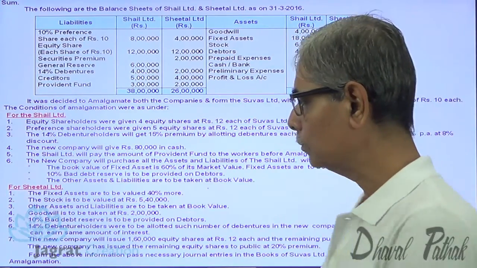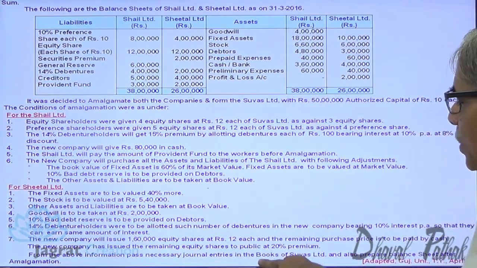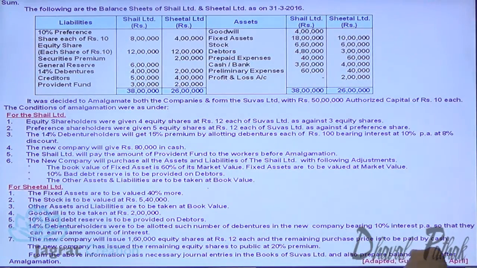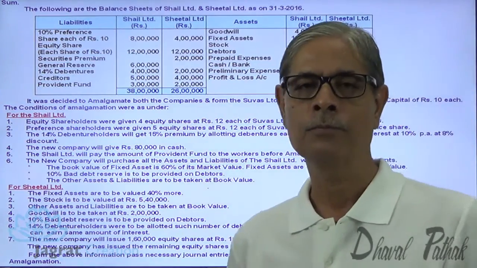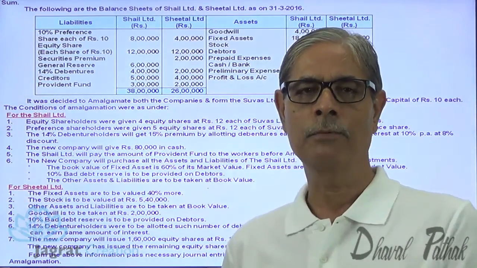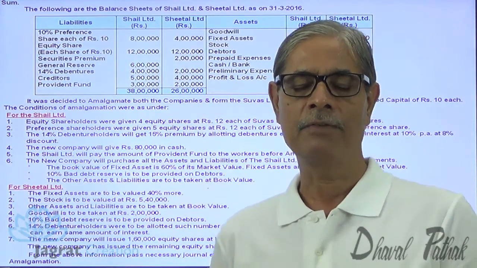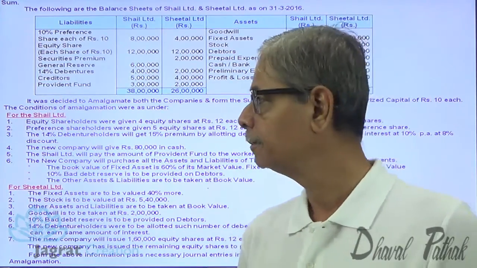From the above information, pass the journal entries in the books of Suvaas Ltd and also prepare the balance sheet after amalgamation. So we are required to write down journal entries and prepare a balance sheet in the books of the purchaser. We shall prepare the balance sheet as per Schedule 3, the vertical format.